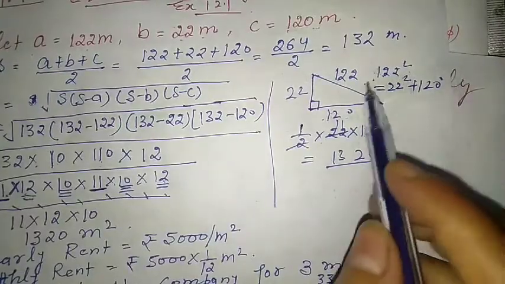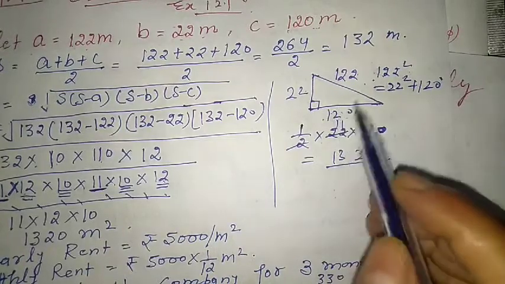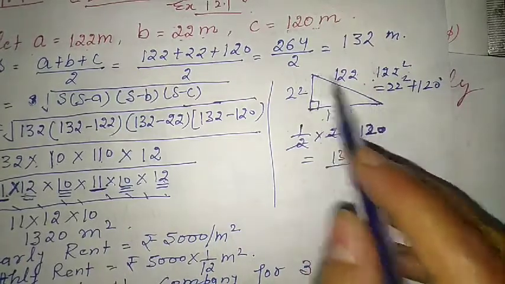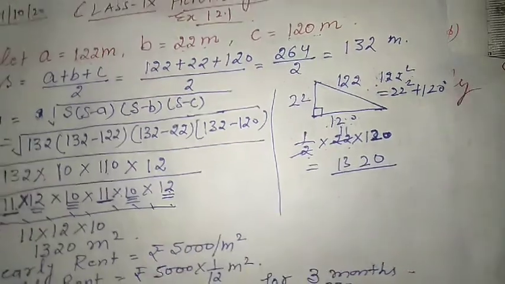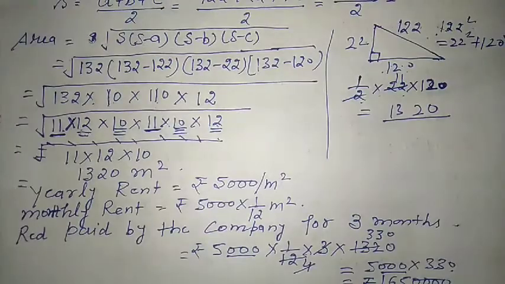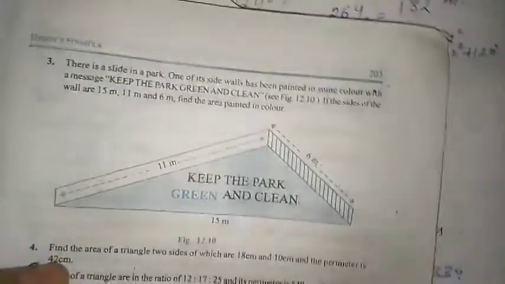Both sides will be equal, it means they are making Pythagorean triplets. If Pythagorean triplets, then this is a right triangle. So we can apply this formula as 1 upon 2 base into height also. So next question is there. This is the third question you can do.